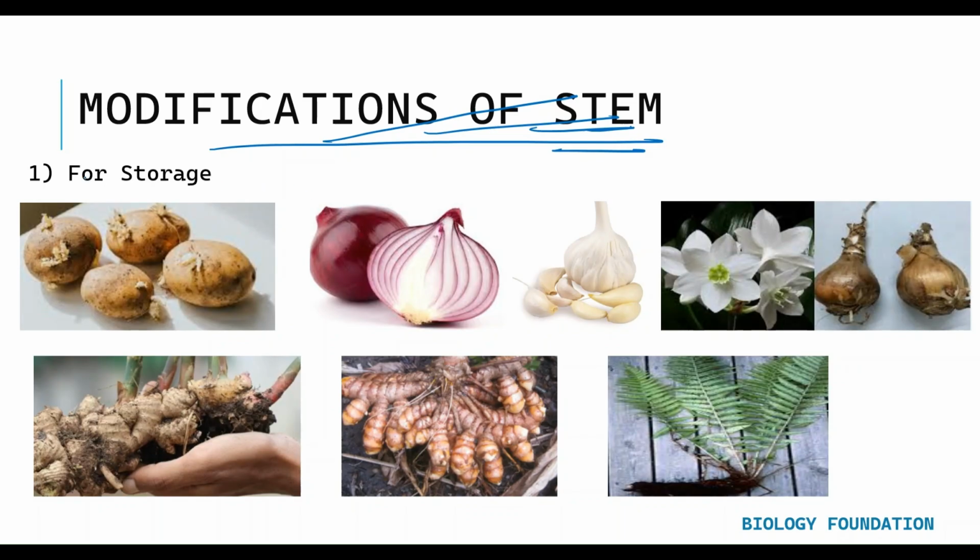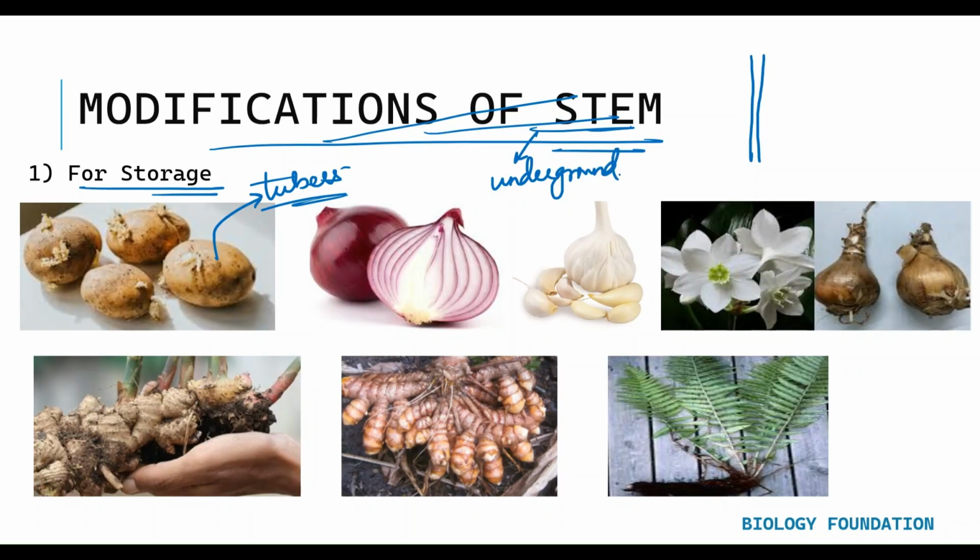The first one is for storage of food. Now, the best example is potato tubers. These are potato tubers. We all eat potatoes, right? So basically, the potatoes that we eat are modified stems. Here we usually imagine stems as thin structures which grow above the soil, right? But here in these plants where the stem is modified for storing food, the stem is an underground stem.